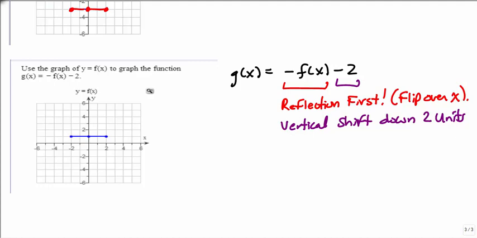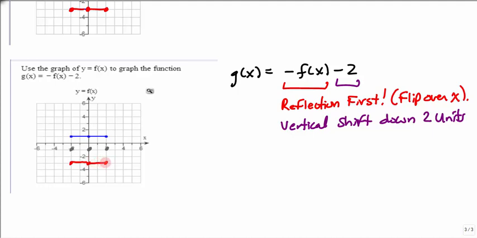So our first step is reflect over the x-axis. So these points reflect across this x-axis. And then I take each of these points and I move them down 2 units. So 1, 2, down 2, down 2, and then this is my new graph.